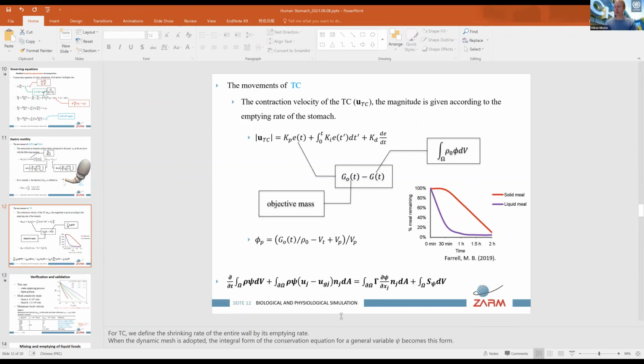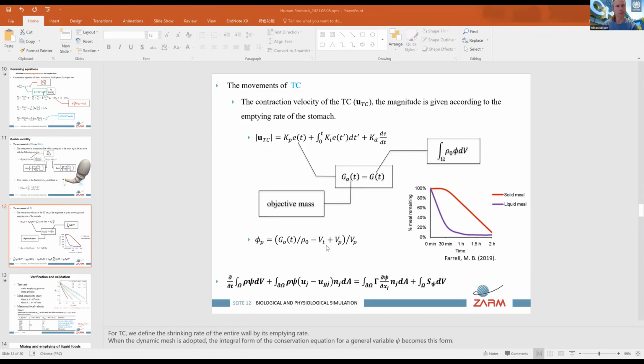Okay. So it means you don't have, like in the previous presentation, where there were fluid structure interaction simulations, you don't include that here, I guess, in any part of the stomach. No.